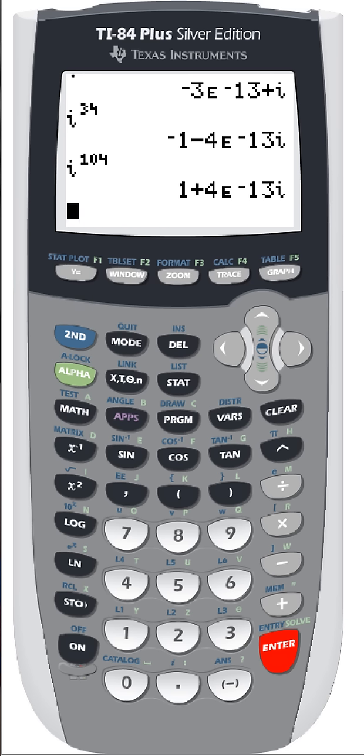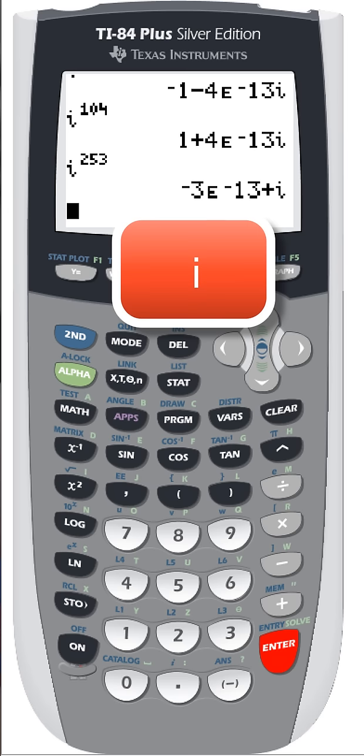Now let me give you two more just to make sure you've got this down. We're going to say i to the 253rd power. Go ahead and type that in and see if you can interpret the answer correctly. What do you think about this one? The answer should be i.